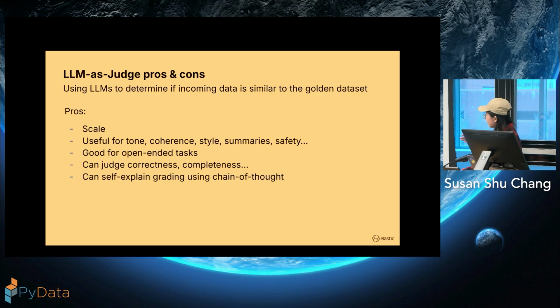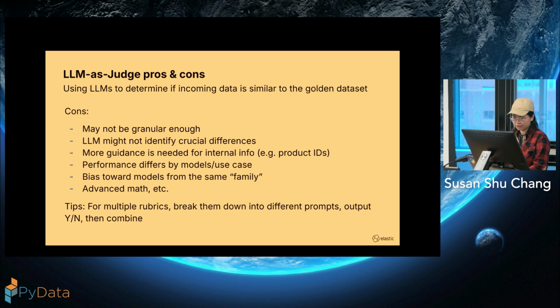It can judge things like correctness or completeness. If you're using a reasoning model, you can have it explain its rationale in the back end, if you're tracing that. And it's easy to scale this, because you don't have to write a custom evaluation for every use case.